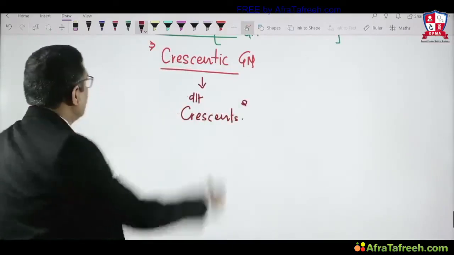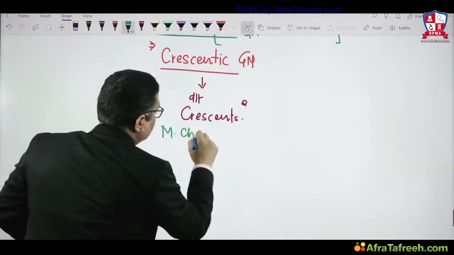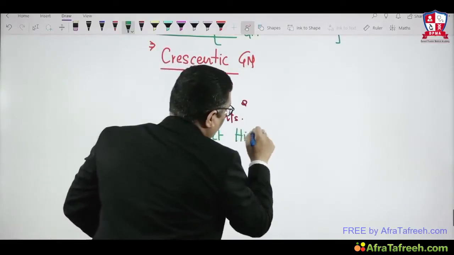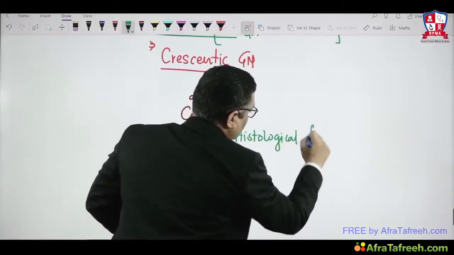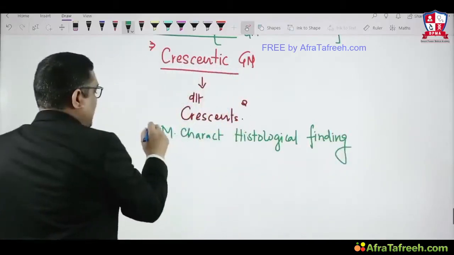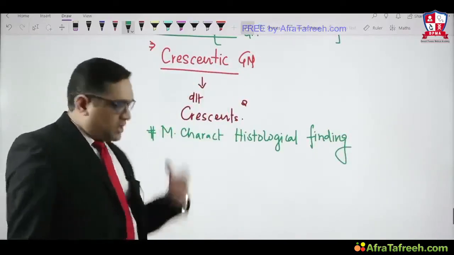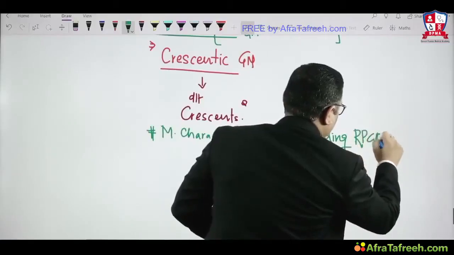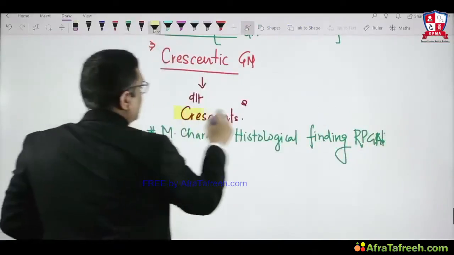Now the question is, what are crescents? This point we have to keep in mind: crescent is the most characteristic histological finding of RPGN. That was the question in the All India exam 2014 and 16. The most characteristic histological finding of RPGN is the crescents, right?